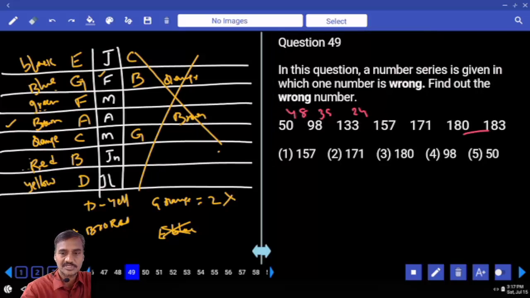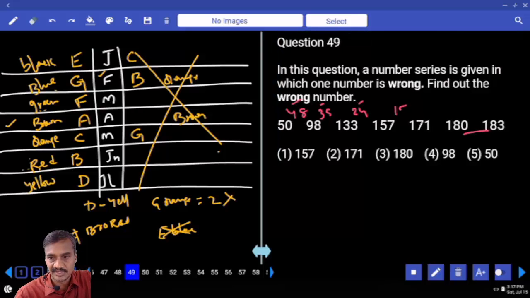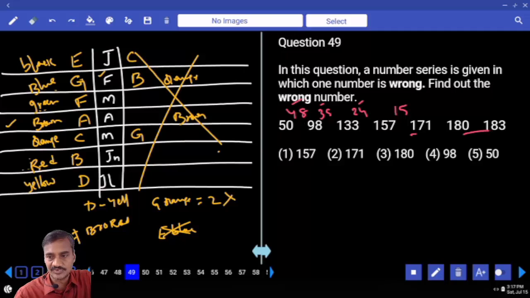What are these numbers? 7 square minus 1, 6 square minus 1, 5 square minus 1. Then 4 square minus 1, what should it be? 15. 157 plus 15 must be 172, so 171 is the wrong number. Now the difference between the numbers can be written as n square minus 1.